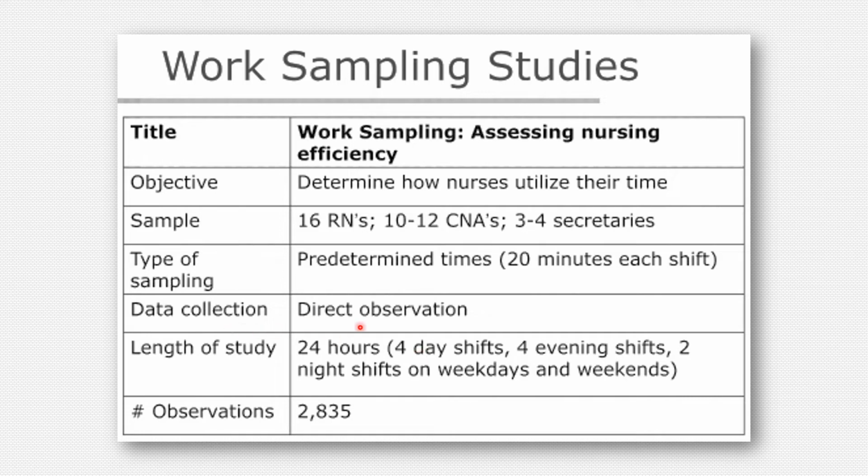Data collection is real world because it's direct observation. For the type of sampling, here they're doing 20 minutes for each shift, okay? So 20 minutes out of an 8-hour shift is quite good, yeah? We have 16 RNs, these are positions for the nurses. We have 10 to 12 CNAs, again, a particular position for the nurses. And then your office workers, the secretaries, 4, yeah? So that's how you do the time study to determine how nurses utilize their time.